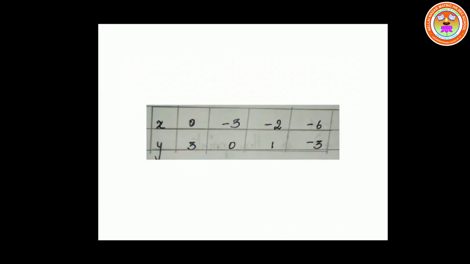So what I've done is in the next slide, I've just put a table for those values. When x is equal to 0, you get the y value as 3. When y is equal to 0, you get the value for x as minus 3. And when x is equal to minus 2, you get the value of y as 1. And y is equal to minus 3 means x is equal to minus 6. So this is the question, according to which I have put a table.